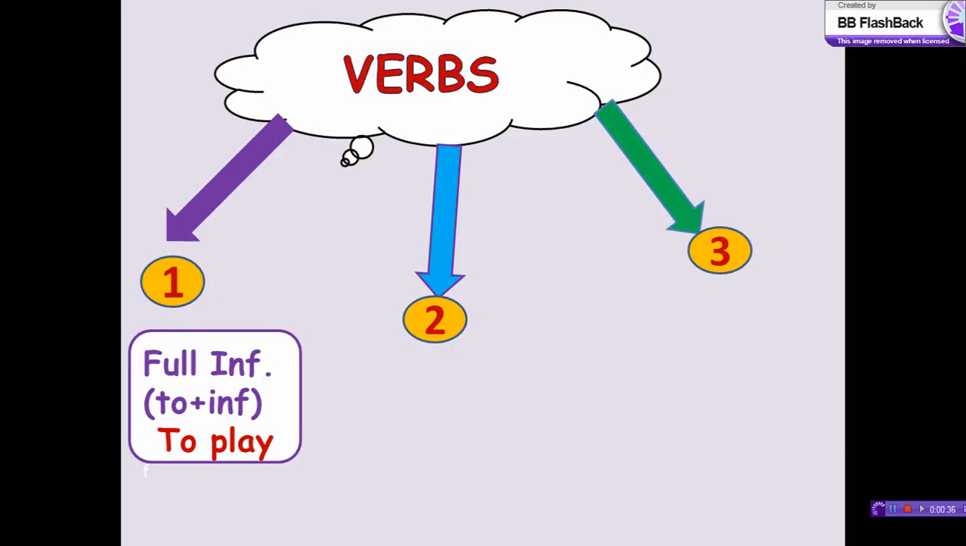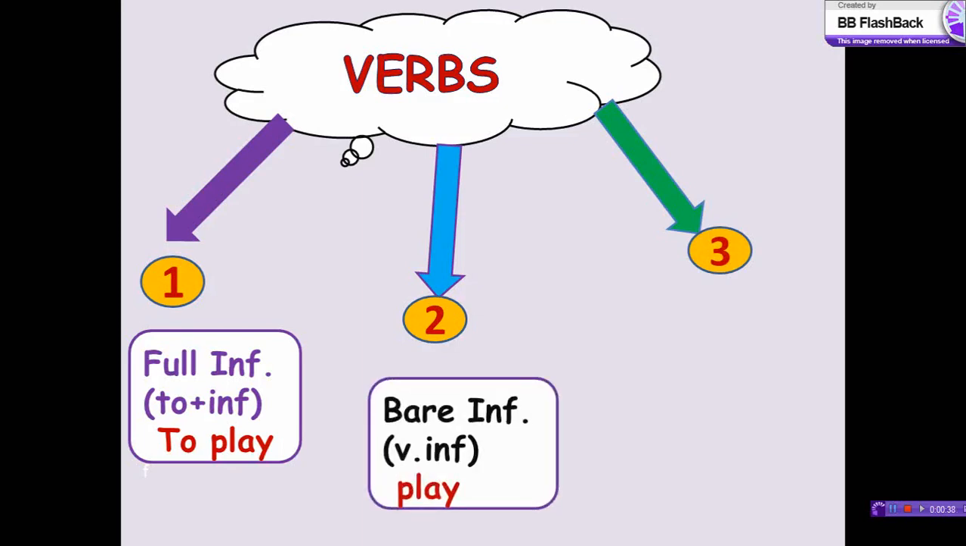The second kind is bare infinitive. Bare means without. So here I mean without to. I mean the verb only. Play. Like for example, let me play with you. So these are 2 kinds of infinitives. The full infinitive with to, the bare infinitive without to, the verb only.